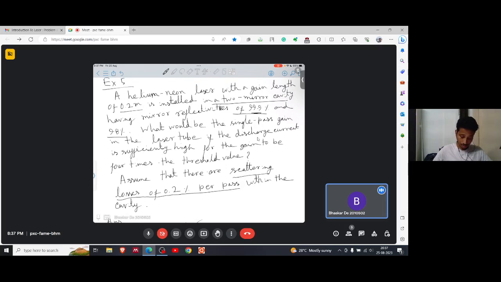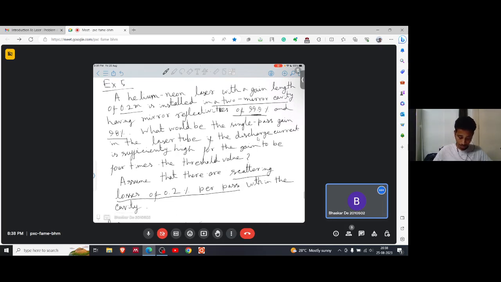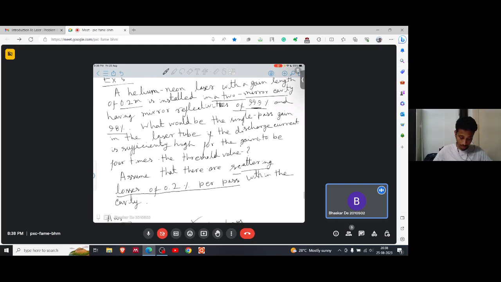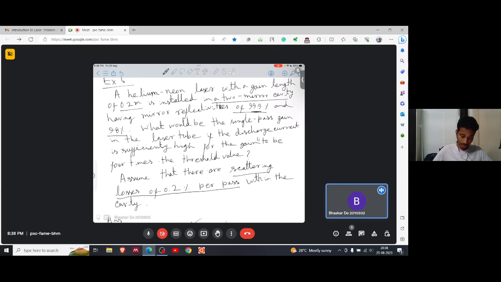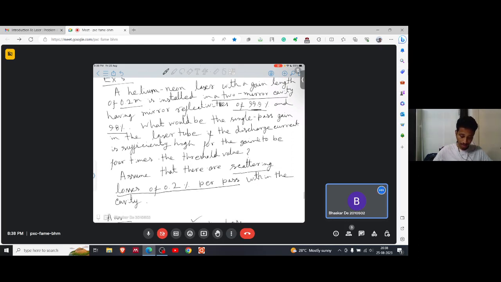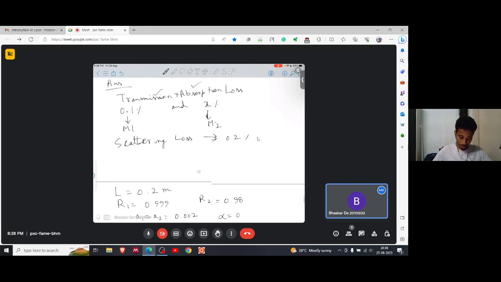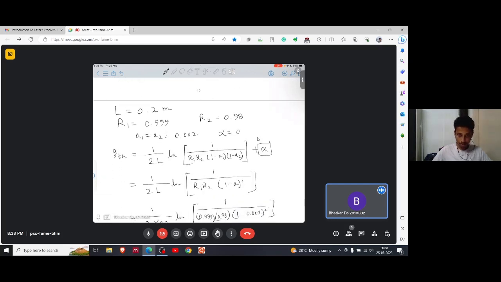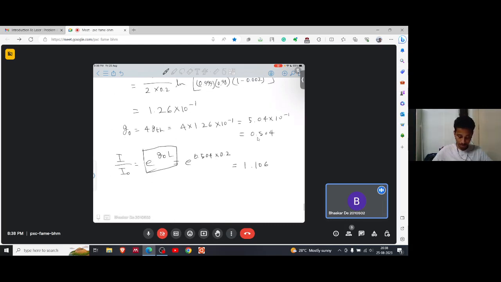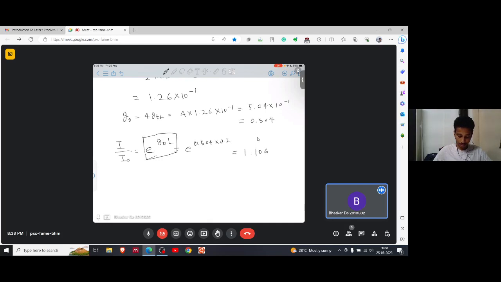I'll briefly describe the problem again. Here there is a laser which has 2 mirrors with different reflectivity, and there is a scattering loss of 0.2% per pass within the cavity. So we use this formula for threshold gain: 1 by 2L ln 1 by R1 R2 (1 minus A1)(1 minus A2) plus alpha, put in all the values, and then we find I by I naught, which is e to the power g naught l, and we find that this ratio is 1.106.